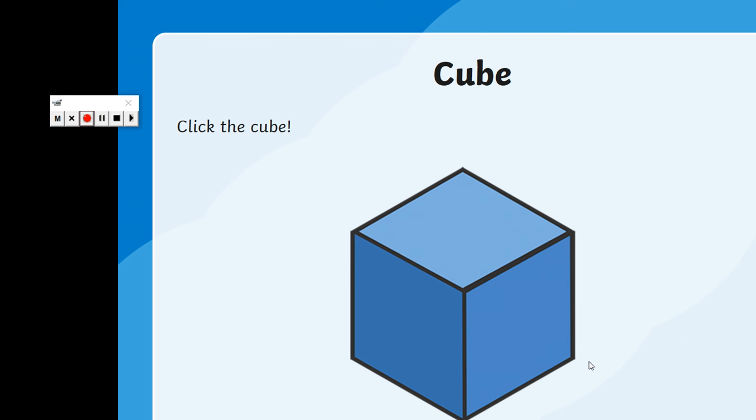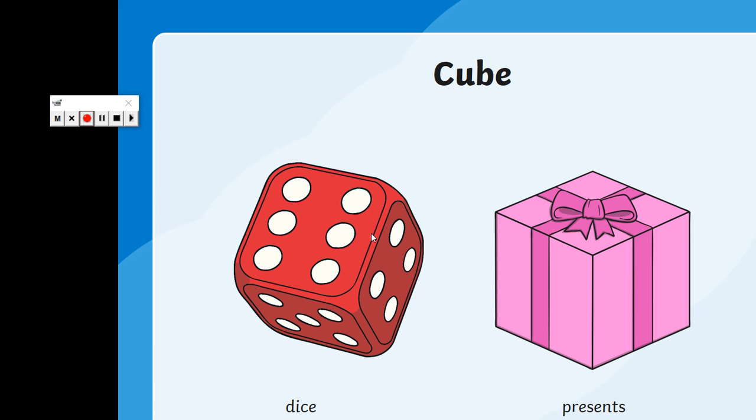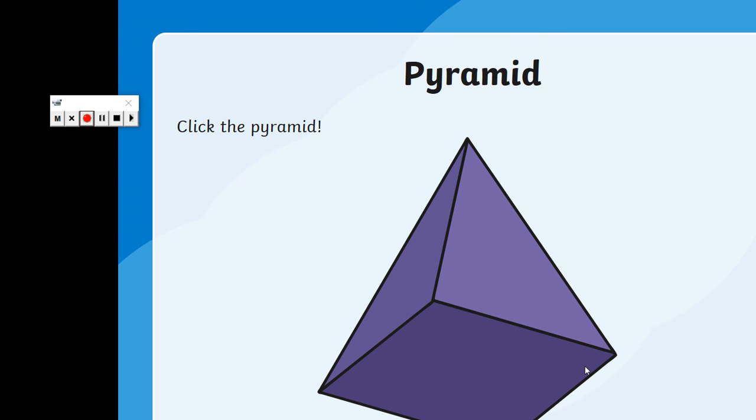Okay, so a cube. Yesterday we talked about a cube being an octo cube or a play cube that we were playing with. So let's have a look at the examples of cubes. So we've got a dice, we've just talked about that. We also talked about the sugar cube and the presents.